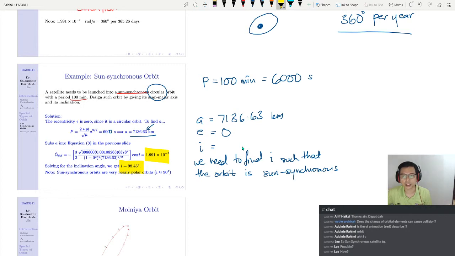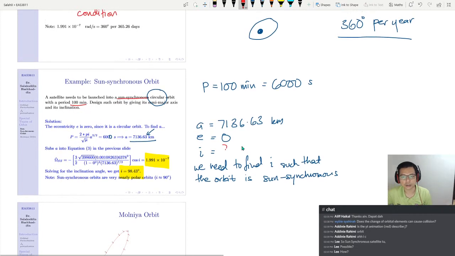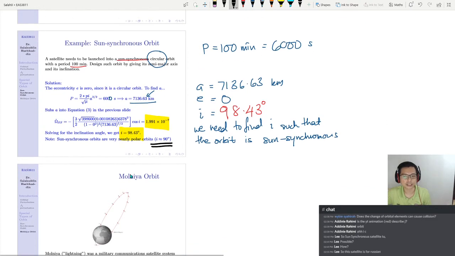orbit with period 100 minutes, and you want to make it sun-synchronous, well, you need the inclination to be 98.43 degrees. Okay, you will see afterwards, if you do more examples, for example, sun-synchronous orbit is usually above 90 degree. Okay, very nearly polar orbits. So if you get a number like this, 90 something, that means it's correct.